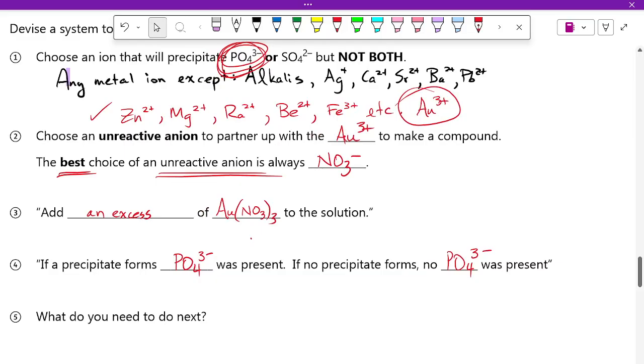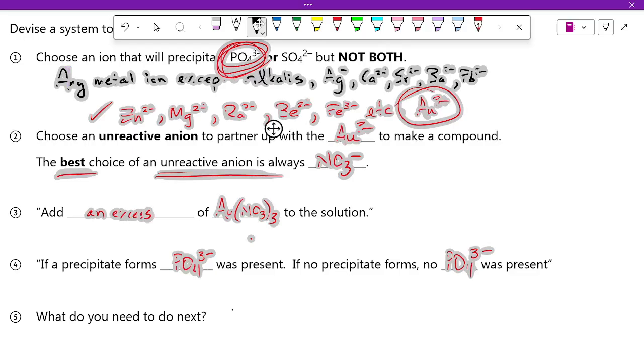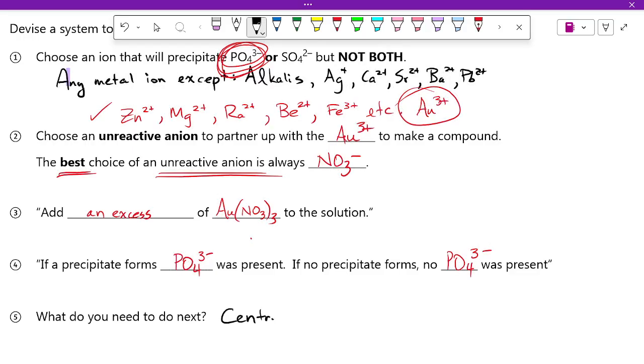What do you need to do next? We need to get the sulfate, but before we do that, centrifuge and decant. Or filter.